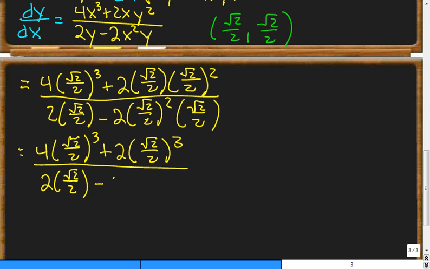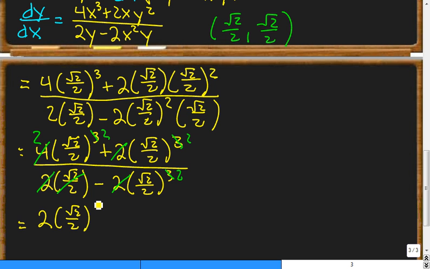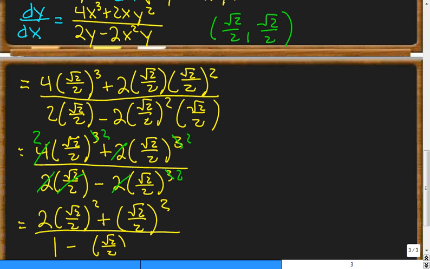And then minus 2 times the square root of 2 over 2 cubed. Okay, well, I have at least a square root of 2 over 2 in every term, so I can cancel that. I have a 2 at least in every term, so that can cancel. So this simplifies to 2 times the square root of 2 over 2 squared plus square root of 2 over 2 squared over, this all makes a 1 there, and this just makes a square root of 2 over 2 squared.